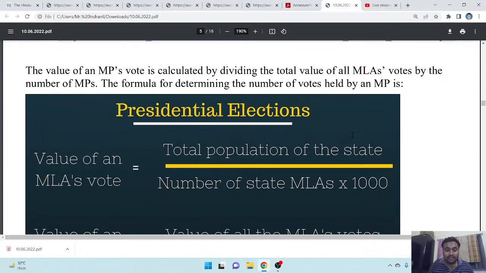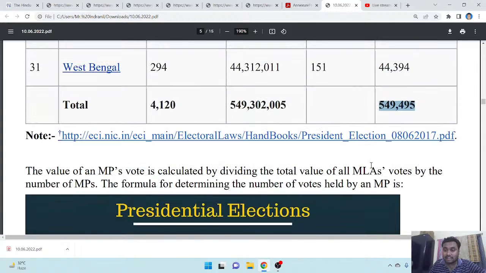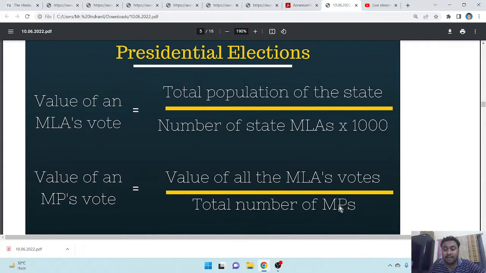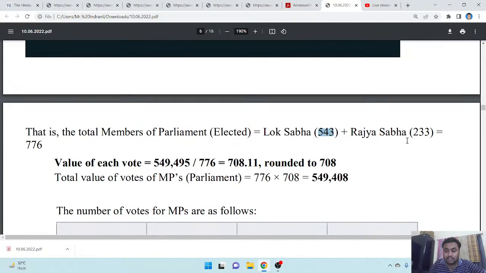Now come again to the value of vote of an MP. What is the formula? Value of vote of an MP is the value of vote of all MLAs divided by the total number of MPs. The value of vote of all MLAs we have just calculated as 5,49,495. The total number of MPs means the total elected members of Lok Sabha plus the total elected members of Rajya Sabha.